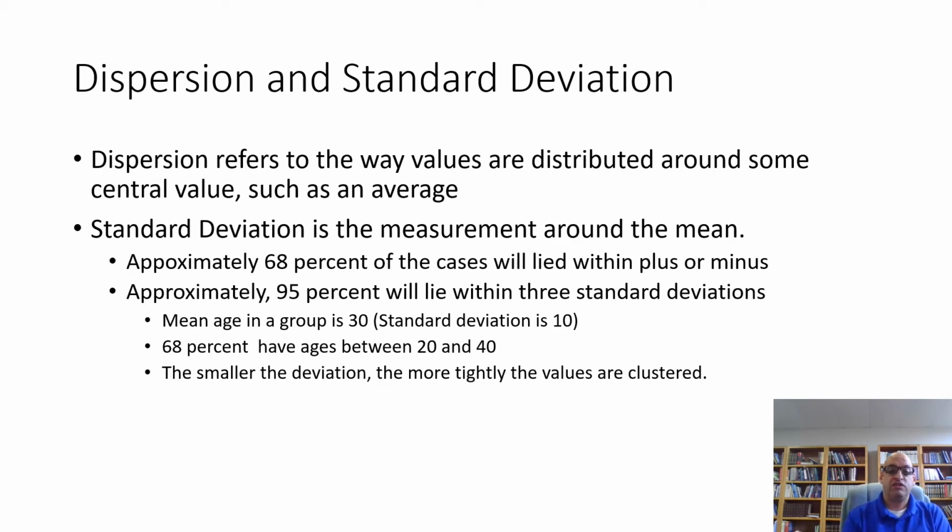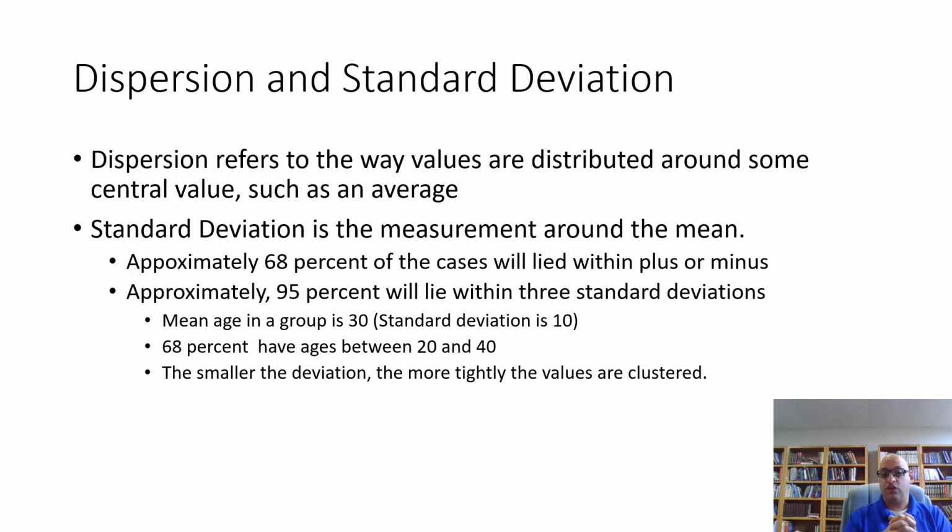Okay, so again, dispersion and standard deviation. We're looking at the values that are distributed around some central value that emerges based on the surveys that you have collected. So we can look at, again, averages that develop, the standard deviation, and then the measurements that are used around the mean. And again, you're expressing this in percentiles.